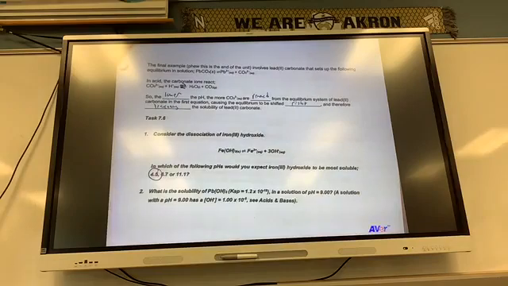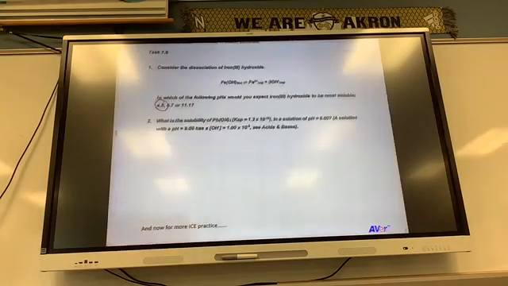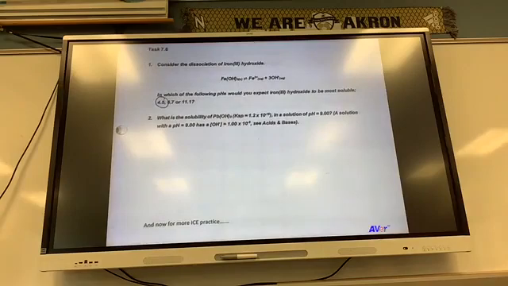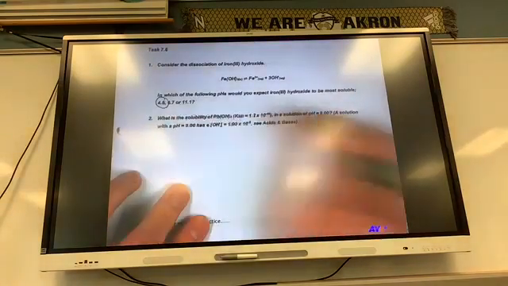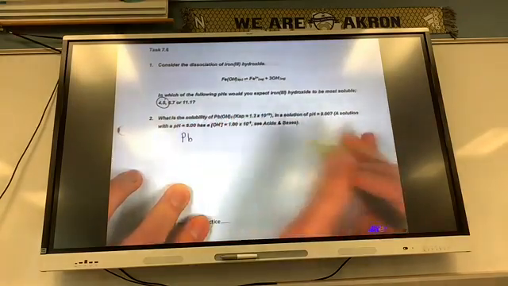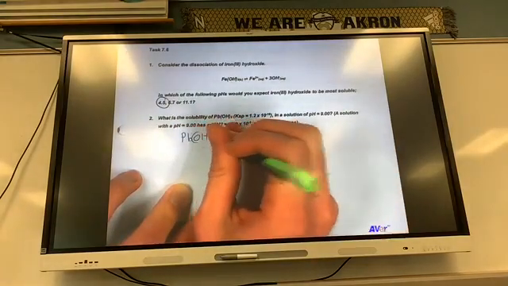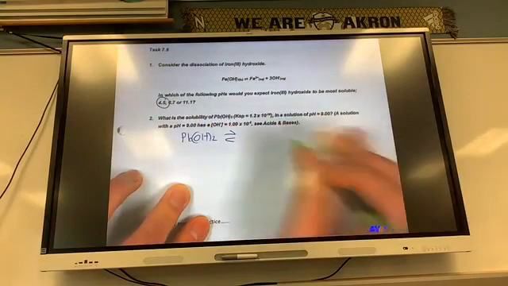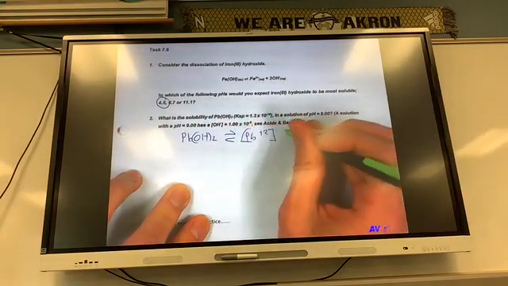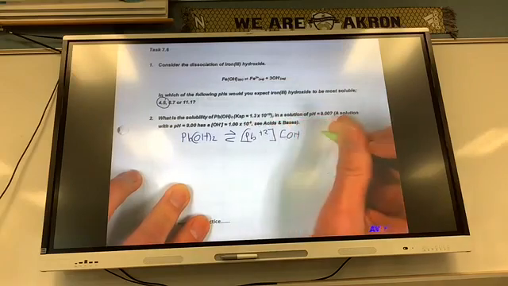4.5. What's the solubility of Pb(OH)2 in a solution of pH 9? A solution with pH 9 has a concentration of OH- of 1 times 10 to the negative fifth. Okay, that's a great question. So here we go. Step 1, let's write our K expression, or just our equation. Pb(OH)2 is going to be in equilibrium with Pb2+ plus 2 times the concentration of OH-.